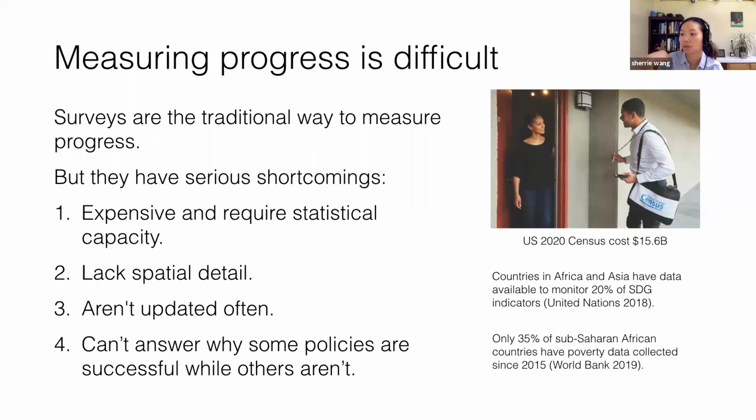So with this sort of very coarse spatial information and temporal information, it's very hard for us to answer questions about why some policies are successful while others are not, because the actions that are being taken are very local in both time and space.